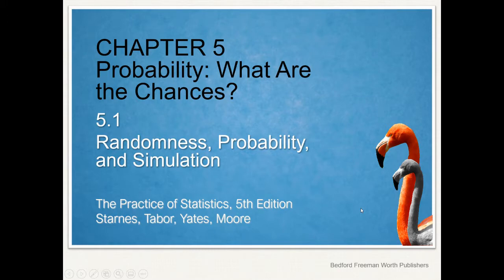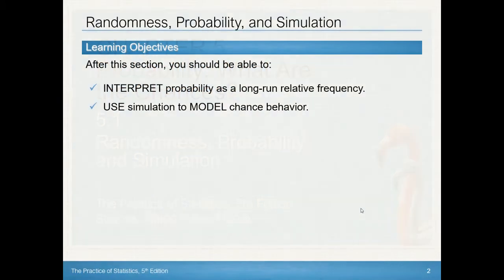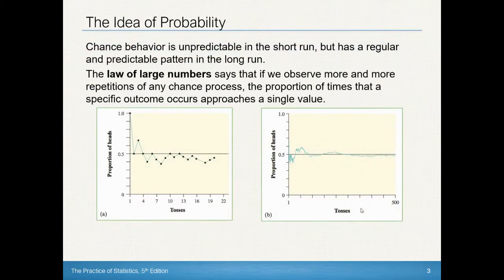Today we're looking at randomness, probability, and simulation. There are only two objectives for this section. We're going to interpret probability as a long-run relative frequency, and we're going to use simulation to model chance behavior. So first, the idea of probability: chance behavior is unpredictable in the short run, but has a regular, predictable pattern in the long run.